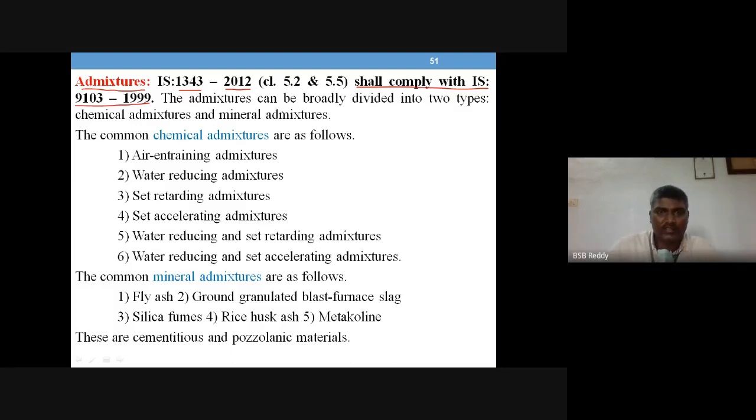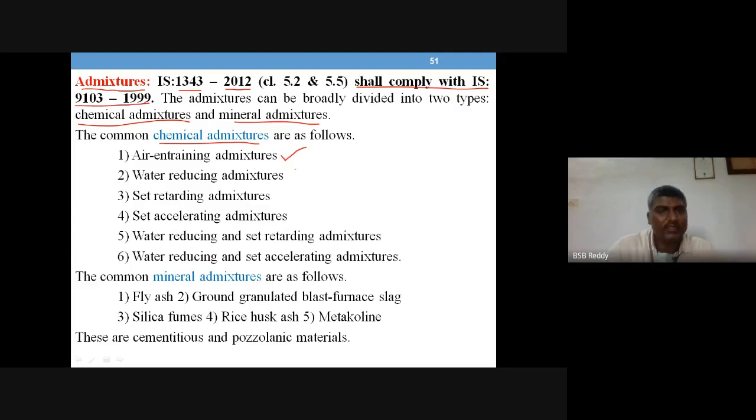The admixtures are of two types. One is chemical admixtures and another is mineral admixtures. Chemical, in the sense, liquid form. Mineral admixtures will be in powder form. Okay. Right. What are all the chemical admixtures available?